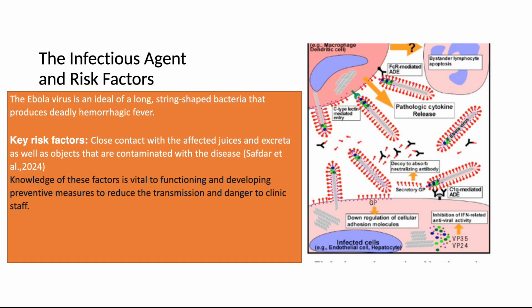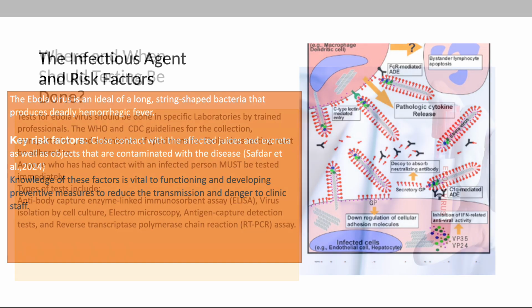The infectious agents and risk factors. The Ebola virus is an ideal example of a long string-shaped virus that produces deadly hemorrhagic fever. Close contact with the affected body fluids in any form, or excreta, or infected objects which are contaminated by this disease makes one susceptible. Therefore, knowledge of these factors is vital to the functioning and development of preventative measures to reduce the transmission and danger to the public.